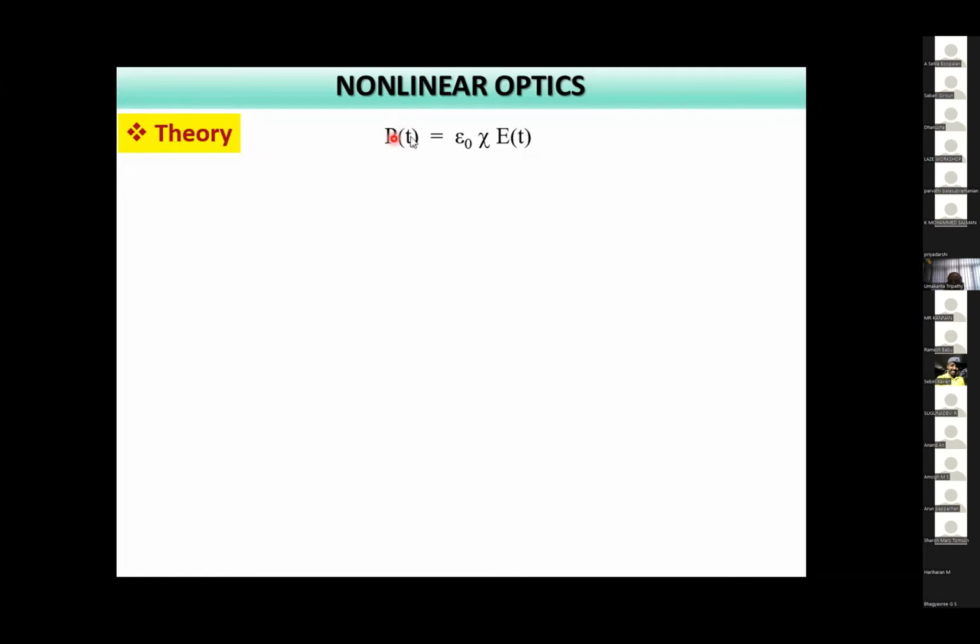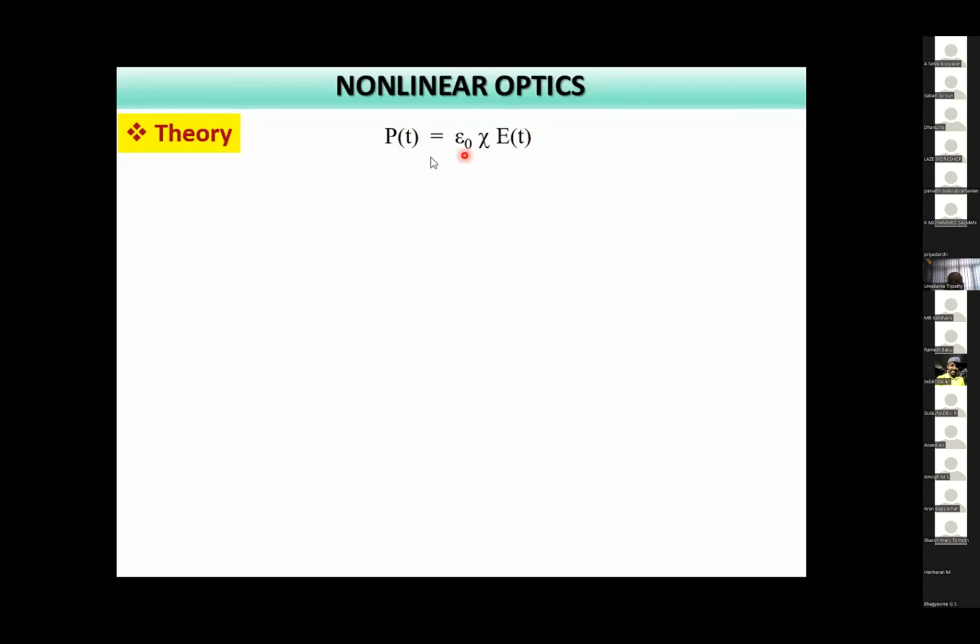So then we can write this linear expression directly: polarization is equal to epsilon naught, then the susceptibility chi, and the electric field. Now what happens when you increase the electric field strength? The moment I increase the electric field strength beyond the interatomic field strength, the harmonic motion of the atomic vibrations becomes anharmonic. And that way, the displacement is no longer directly proportional to the force constant. That's the birth of nonlinear optics.